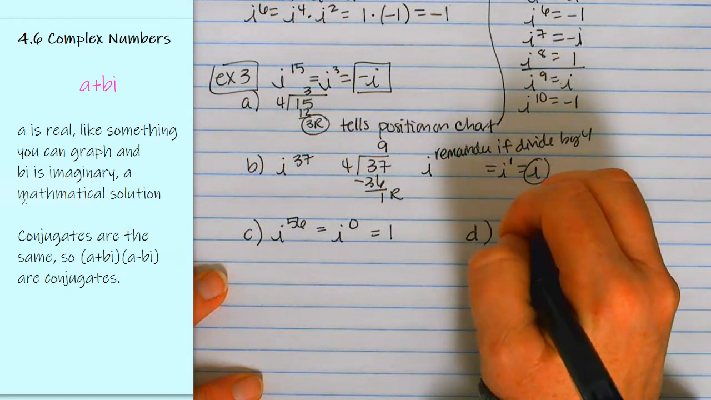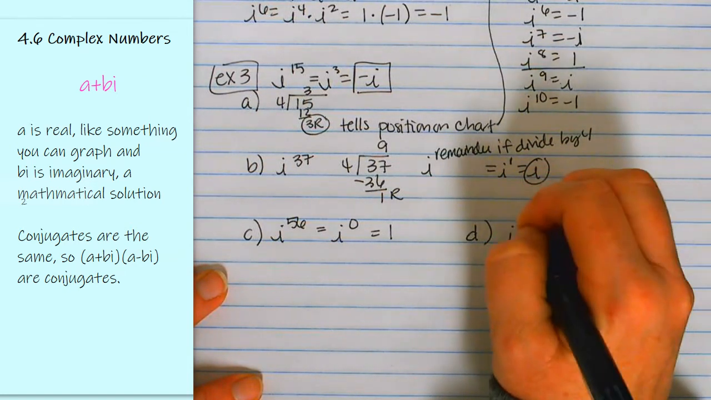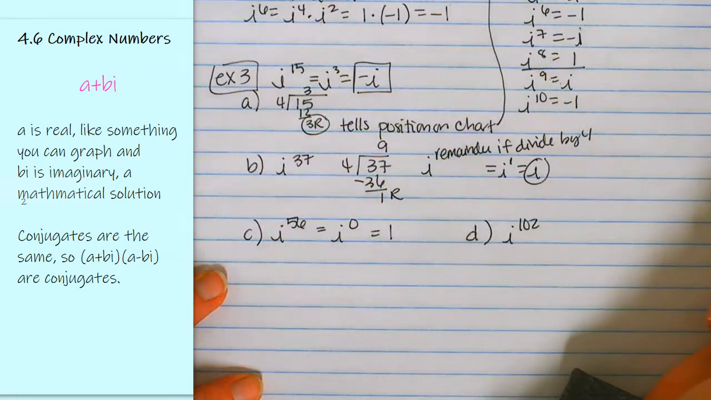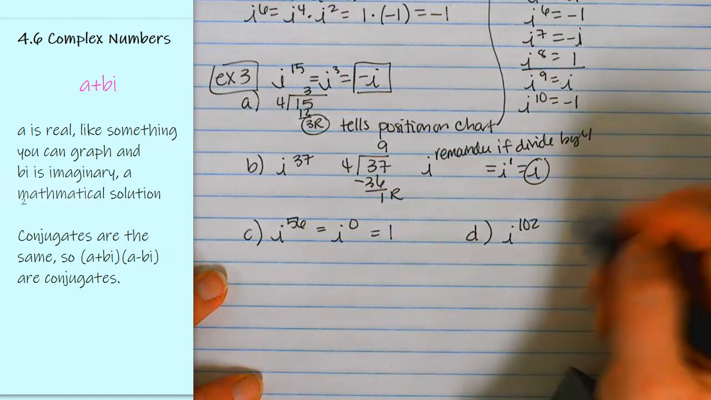Let's do i to the 102 power. Well, 4 goes into 100 25 times, and then 2 is left over.